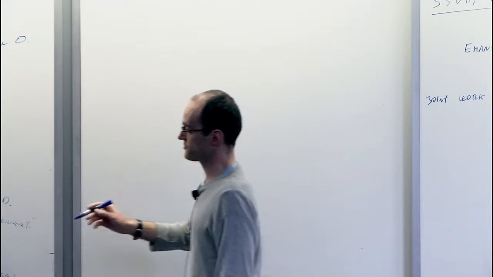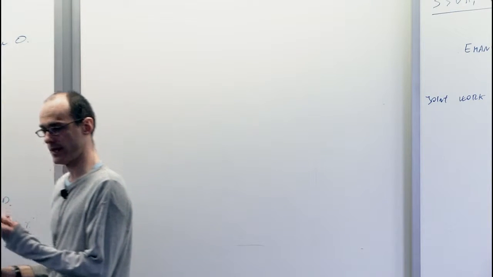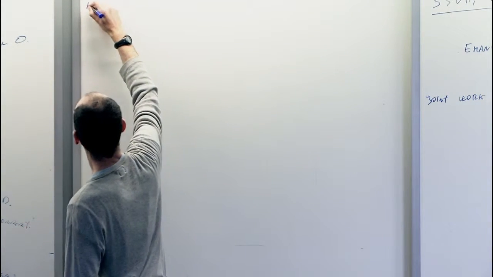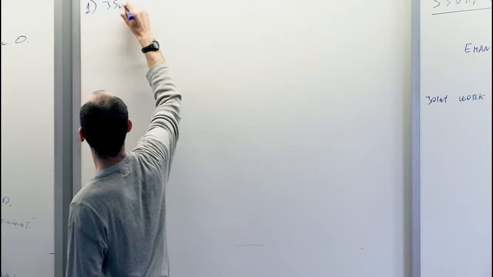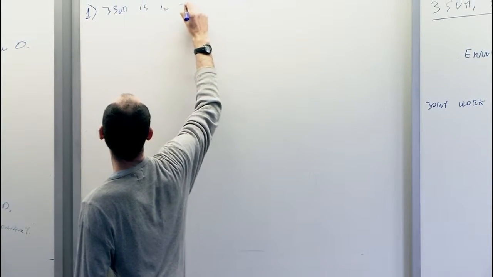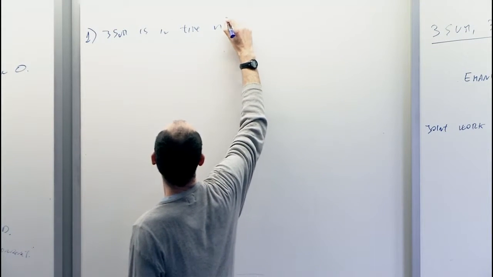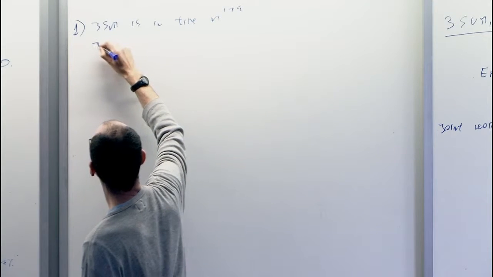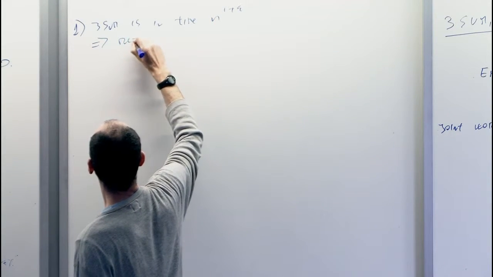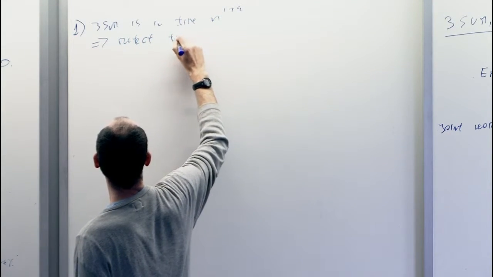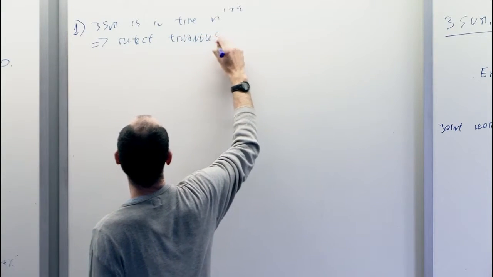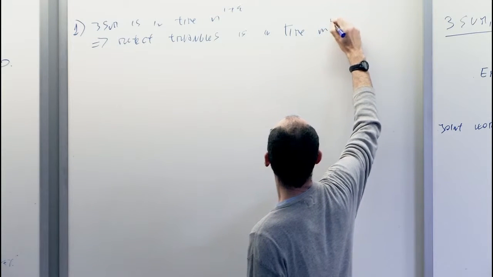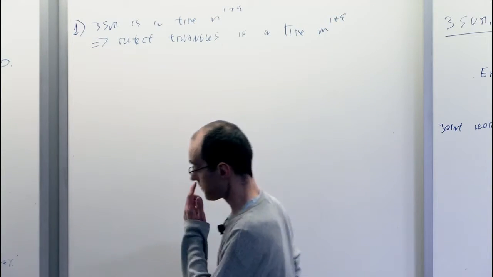Okay, so here we have shown how if you can detect triangles fast, you can also list them fast. Now I will show you that if three-sum is fast, so it's in time n to the 1 plus epsilon, then you can detect triangles in time m to the 1 plus epsilon.